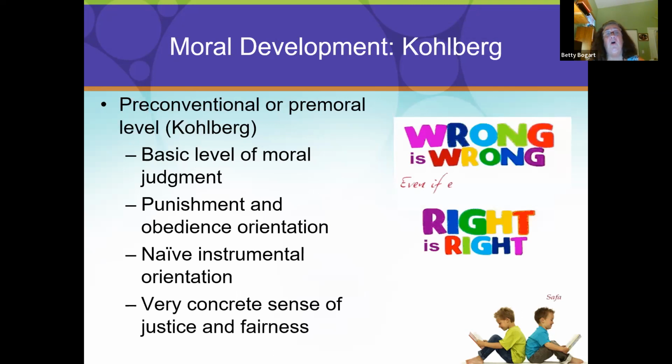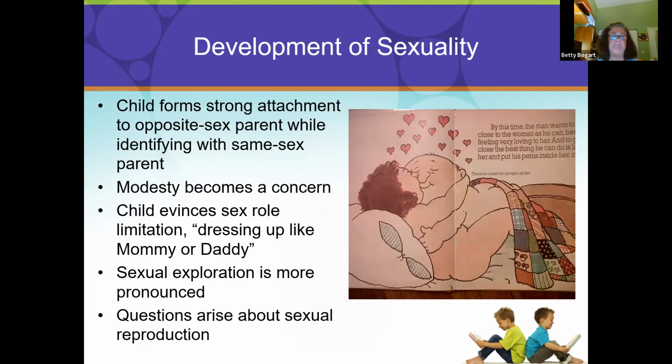Kohlberg is all about right and wrong and a consequence for each. There is a consequence for being right, okay? They're going to get praise, and many children need that. Wrong, if they do something wrong, there's going to be a consequence for that, whether it is a punishment or timeout or something taken away. They do understand right and wrong and the consequences.